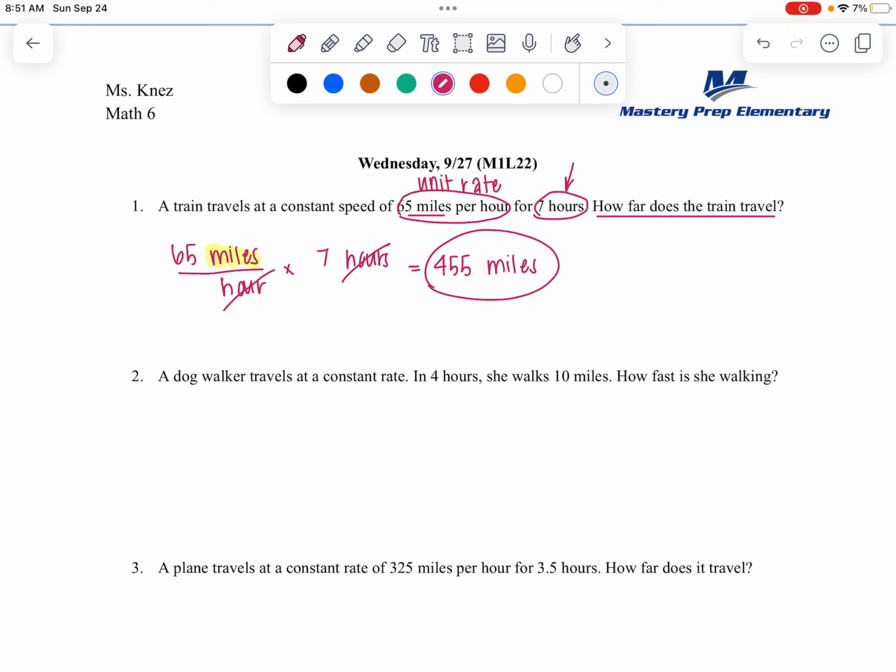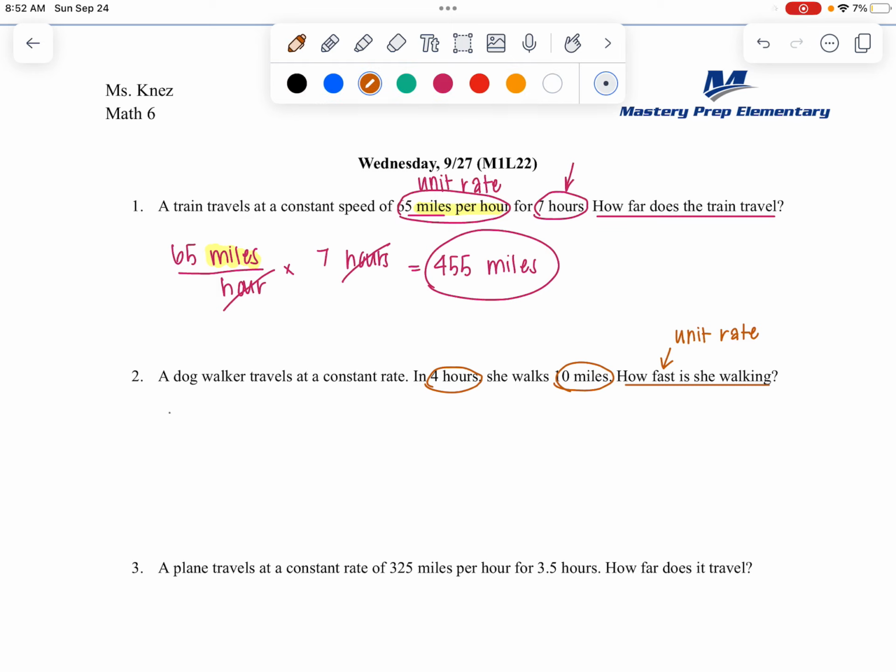Now, I want us to be really careful about reading these questions because number 2 is asking us for something different. It says a dog walker is walking at a constant rate. In 4 hours, so that's the time, she will walk 10 miles. How fast is she walking? When we see a question like how fast, that usually means they want to know the unit rate, the something per something. And that makes sense because unlike question 1, where we had miles per hour, in question 2, that rate was not given to us. They're asking us to calculate it based on the combination of time and distance that we know.